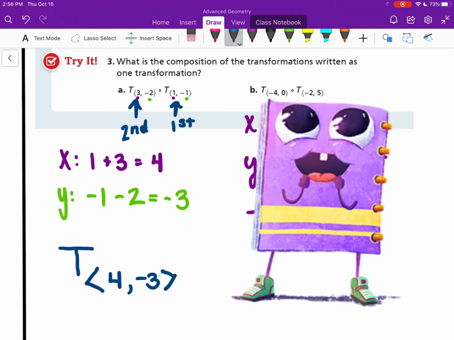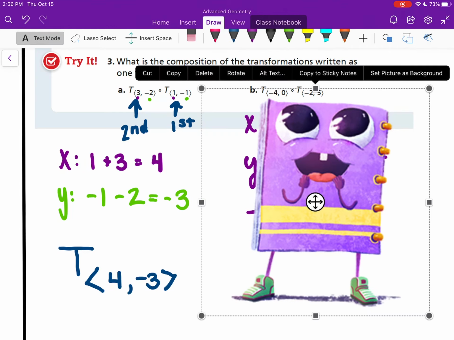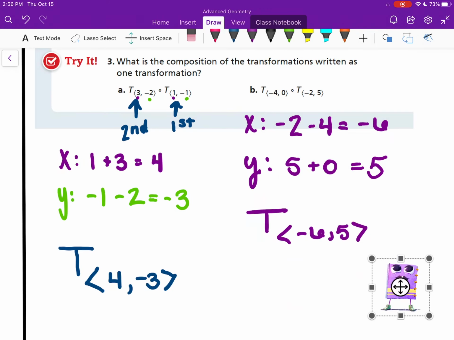So try that with part B. Look at your x values, look at your y values. Pay attention to the order. And let's check it. So we would start with an x value of -2. And then we'd subtract 4. We get -6. We start with a y value of, we're moving 5, and then we don't move anymore. So that's 5. So that would just be (-6, 5).